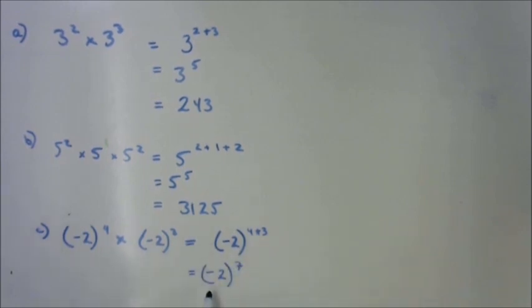Now, keep in mind, the negative is attached to the 2 inside the bracket in this example, so it also is going to get multiplied by itself 7 times. So how many negative factors do we have? 7, which is an odd number, so our answer is going to be negative. In your calculator, you can just put negative 2 to the power of 7, which gets you negative 128.